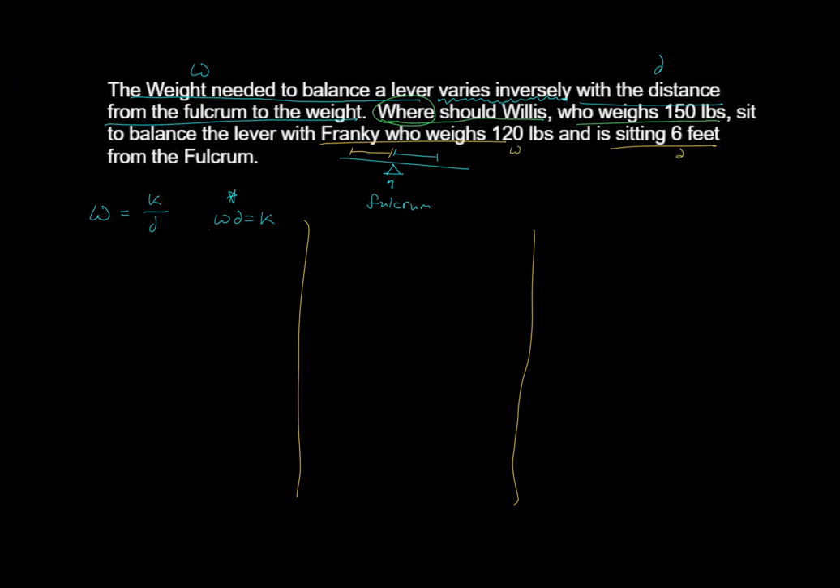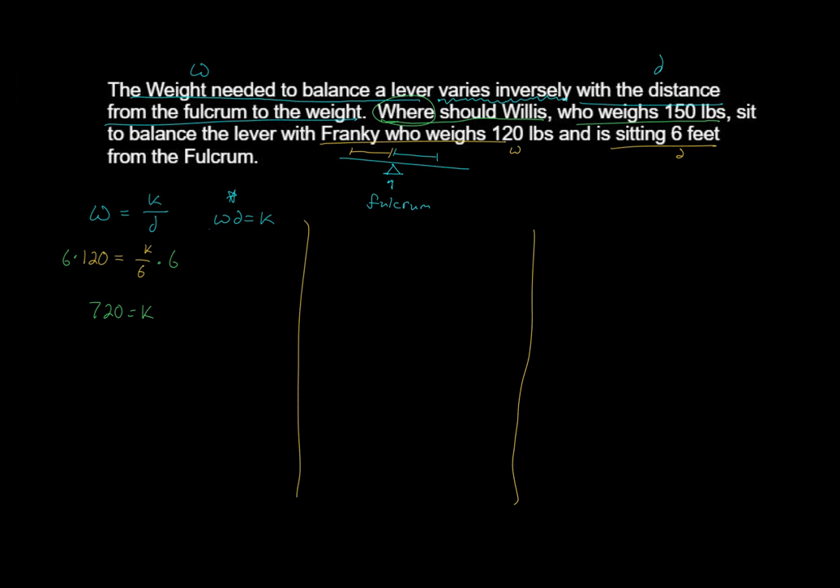So I'm going to plug those in for W and D. So 120 is the weight, K is unknown, and the distance is 6. Then to solve for K, we'll multiply it by 6 on both sides, giving us K is 720.